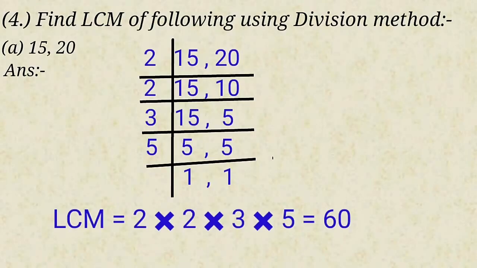Here fourth part is find LCM of the following using division method, right, which is called common division method. 15 and 20. So here let's divide 15 and 20 by 2, because 20 divided by 2 gives us 10. Now here 10 divided by 2 gives us 5, and now 15 and 5. Here 15 divided by 3 gives us 5, right. Here 5 and 5 divided by 5 gives us 1 and 1 at the bottom. So LCM is equal to 2 into 2 into 3 into 5 is equal to 60 answer.